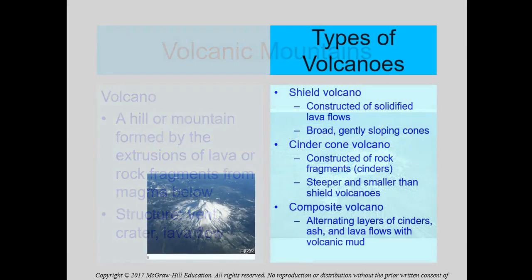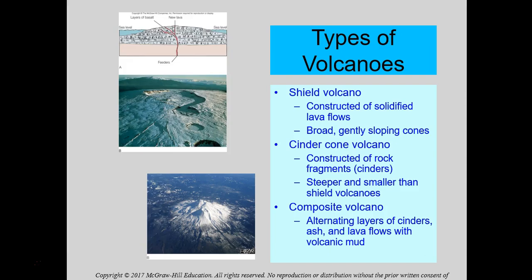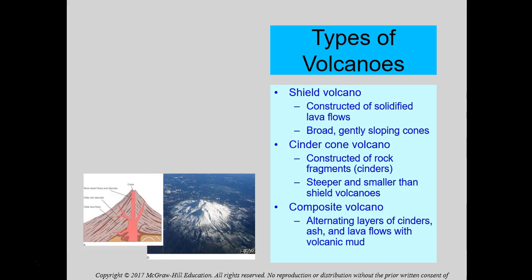There are different types of volcanoes. Shield volcanoes have broadly sloping structures. Cinder cone volcanoes are more steep. And then you can have composite cone volcanoes that are composed of alternating layers of cinders and ash and lava flows and mud, and you can have steep portions and more gentle sloping portions.